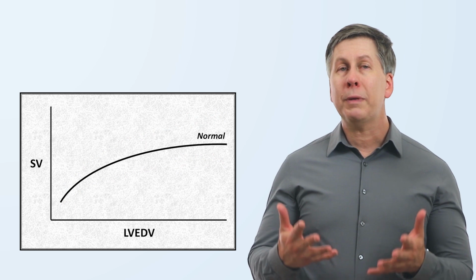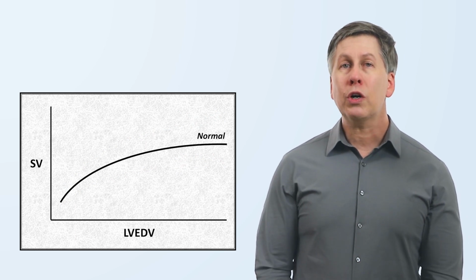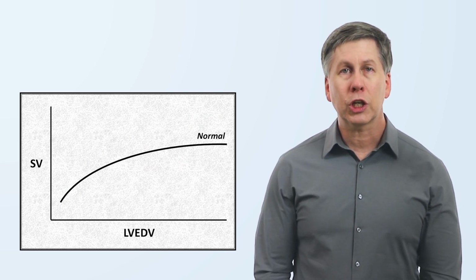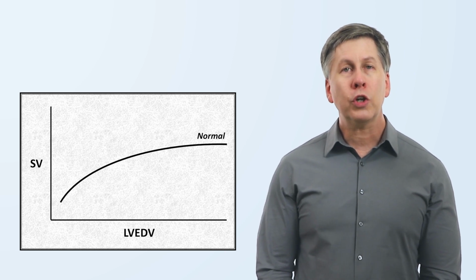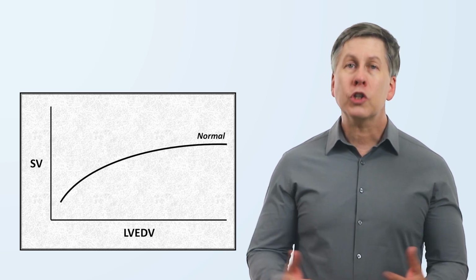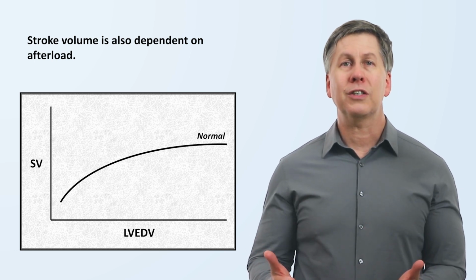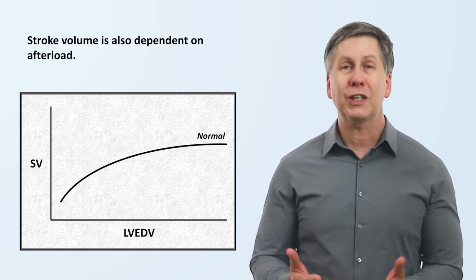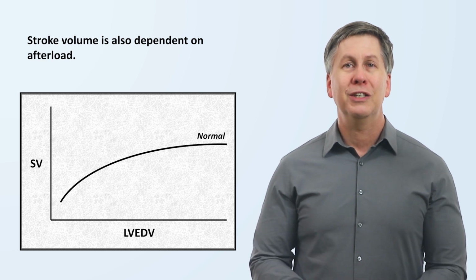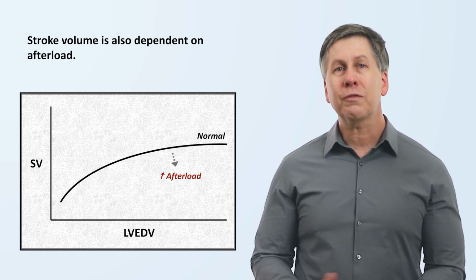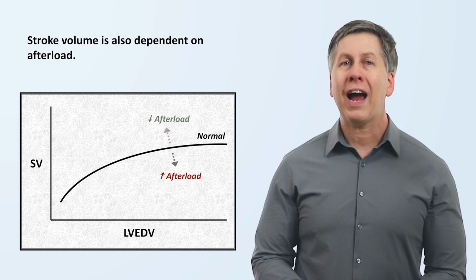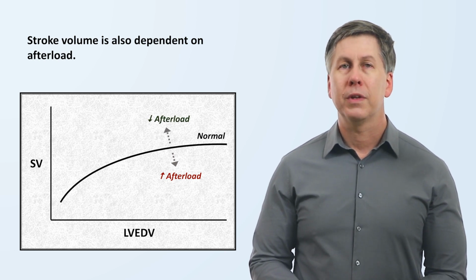Some of you may already be correctly speculating that the stroke volume end diastolic volume relationship is dependent not only on contractility, but it's also dependent on afterload as well. Afterload is literally defined as the total mechanical force that is opposing ventricular contraction. So naturally, higher afterload will shift this curve downward, and lower afterload will shift it upward.